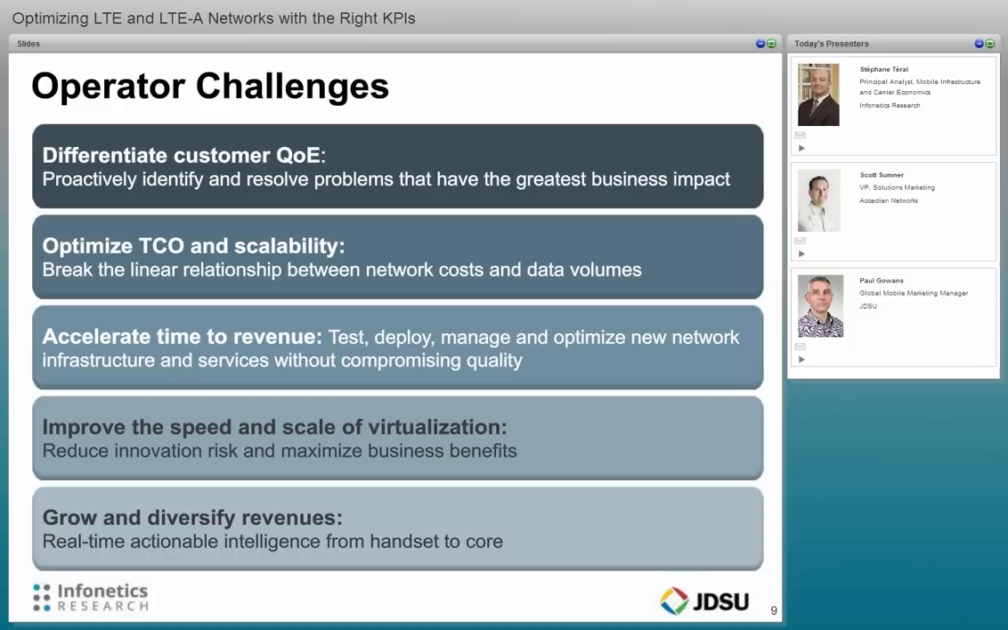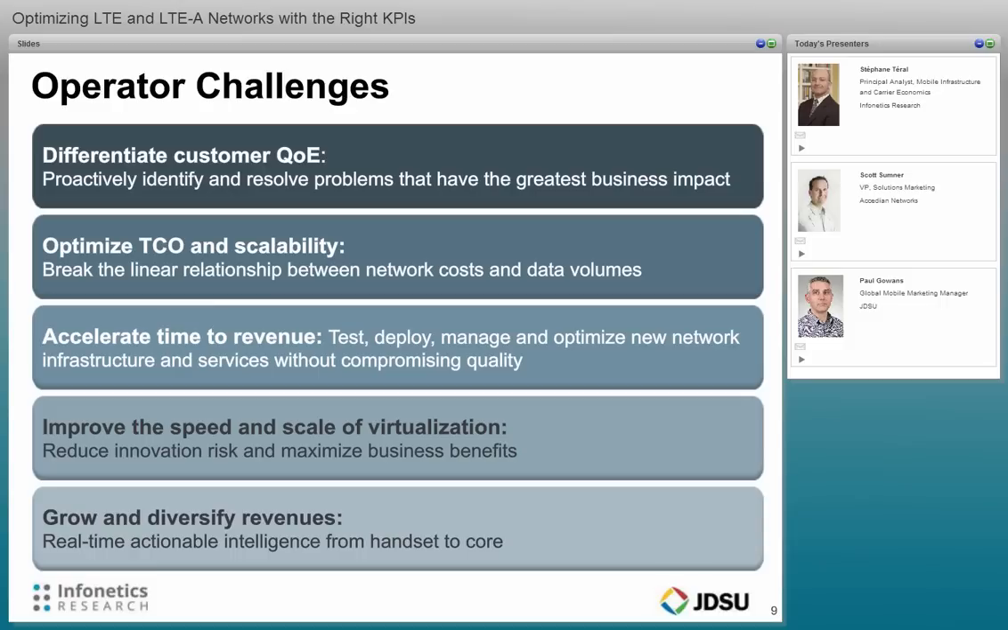So I've highlighted here really 5 top operator challenges, from differentiating customer QoE, and of course that's a key one right at the top of pretty well every operator's agenda, but also importantly aligning that with the greatest business impact, and that business impact I think is an important part. The second one about scalability, this is really about trying to move away from the linear relationship of network costs going up as data volumes go up.